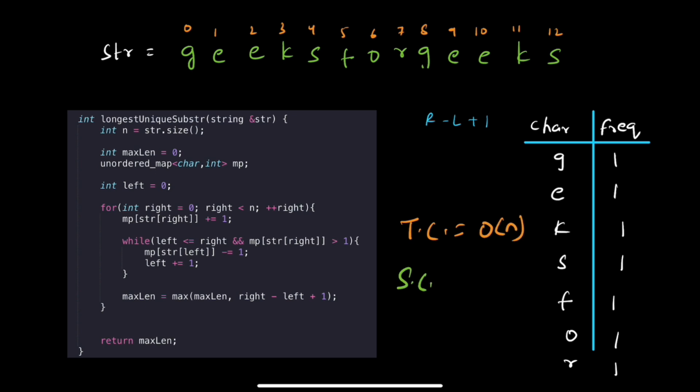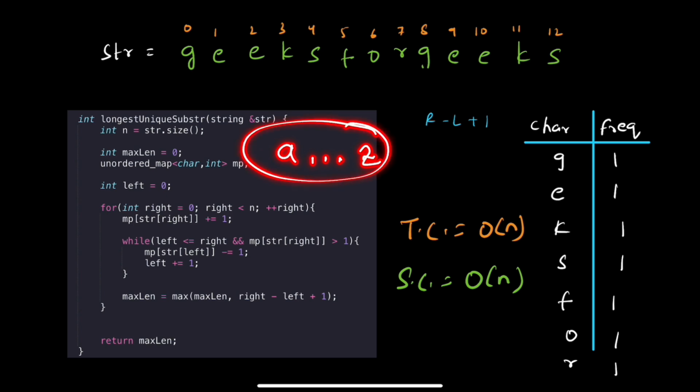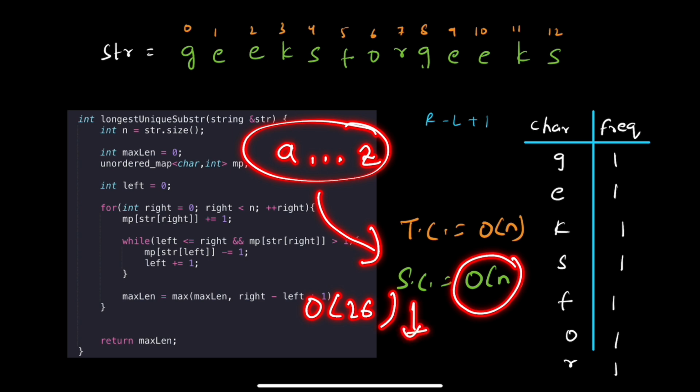And what will be the space complexity for this? As you already know, we are using a hash map, and in the worst case scenario, we need to store each and every character frequency inside the hash map. So the space complexity will be again order of n. But one thing I noticed is that in the hash map we store only the lowercase characters, right? And the lowercase characters will be from a till z, right? So the space complexity will be order of 26. So will it be order of n or order of 26? You guys let me know in the comment section, okay?